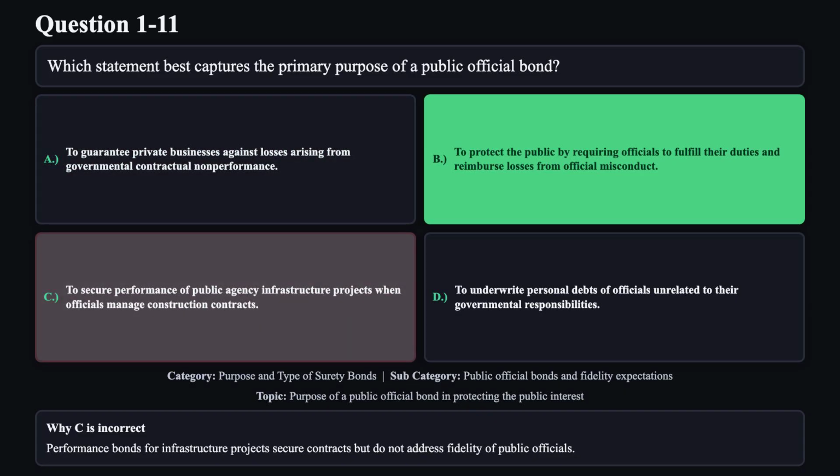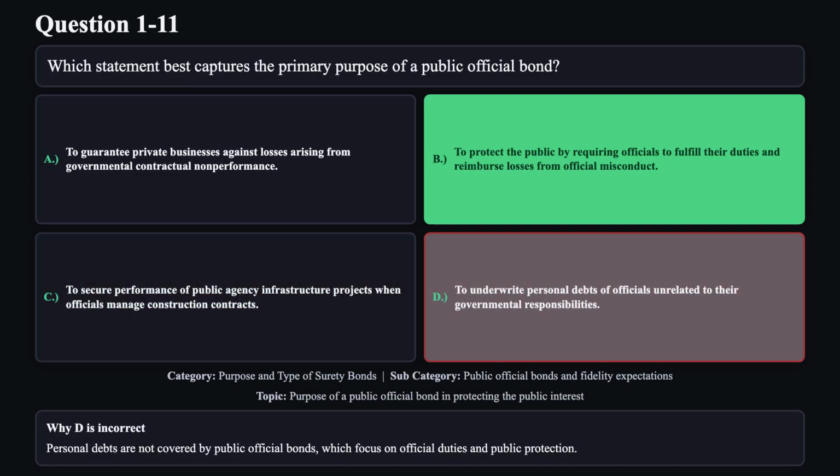Reason C is not correct. Performance bonds for infrastructure projects secure contracts but do not address fidelity of public officials. Reason D is not correct. Personal debts are not covered by public official bonds, which focus on official duties and public protection.